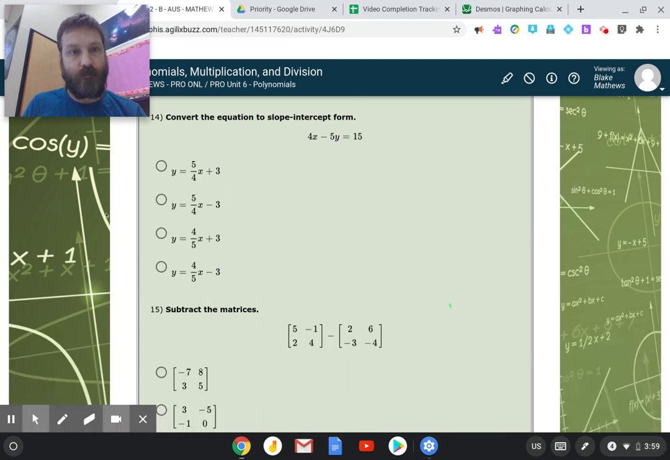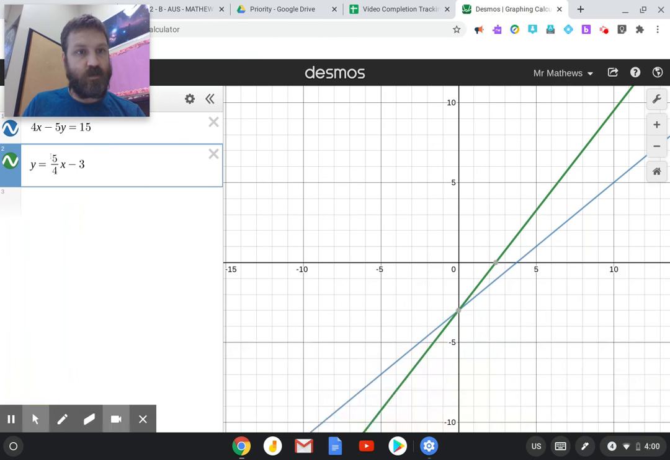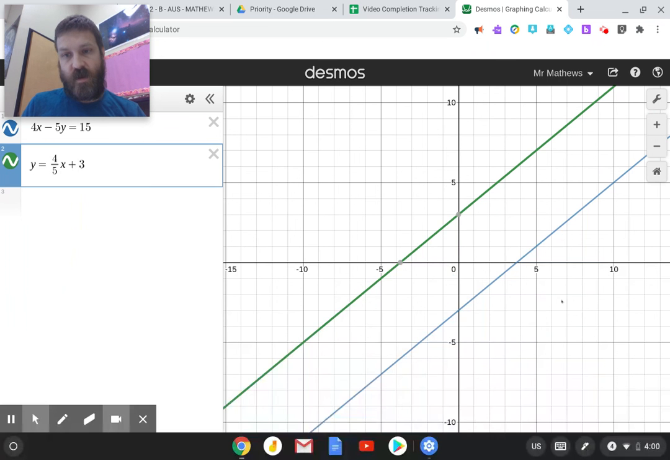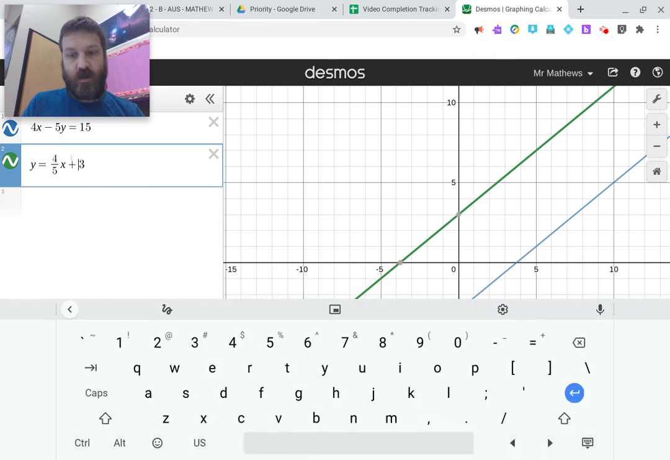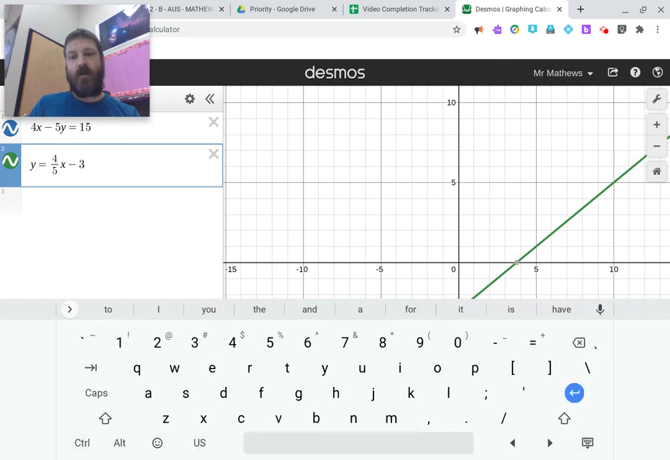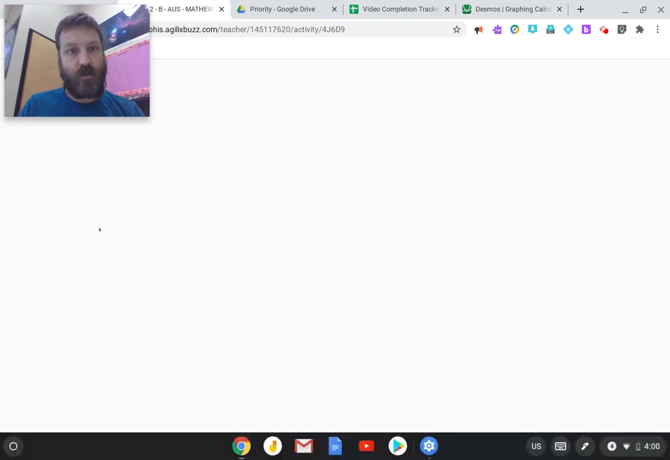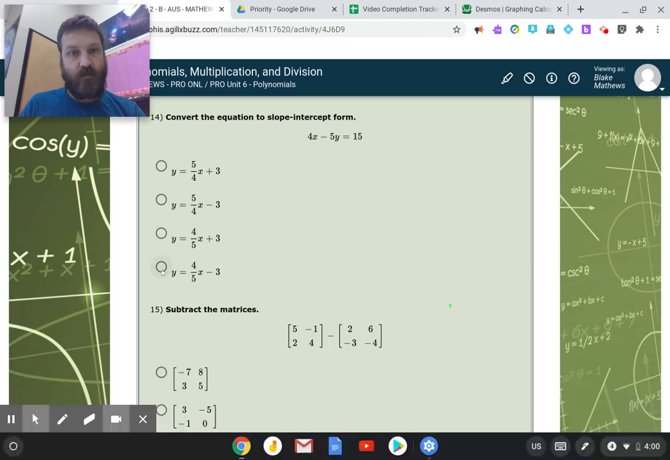So A and B are gone. Now we have 4/5 x plus 3 and 4/5 x minus 3. Let's go check that out. So we're going to change this to 4 and that to 5, and then do this to plus. Again, you can see still not the same. And then we are going to change to minus, which we know is the answer. But you can see now that the blue and the green line are the same line. And so that is how we know that 4/5 x minus 3 is the correct answer.